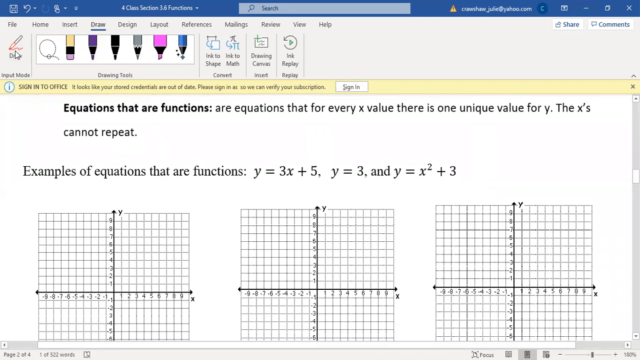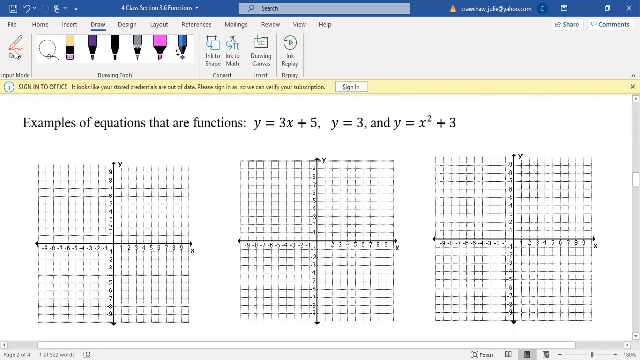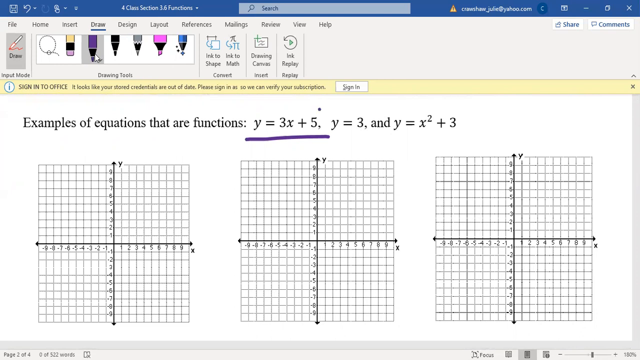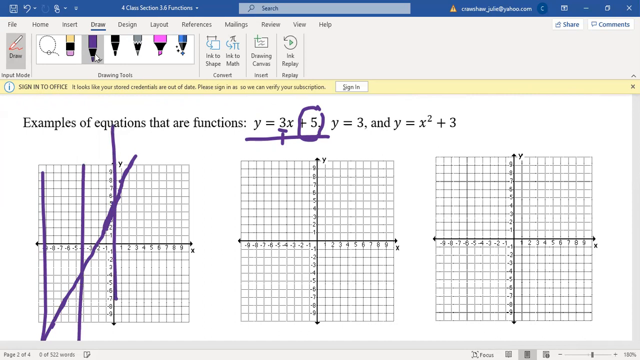Now, if we're given equations, here are some equations that are functions. I can always take the equations and graph them. When I'm given an equation in slope-intercept form, I simply go to my y-intercept, which in this case is 5, and I count out my slope, rise over 1, so I'm going up 3 over 1. And I can create a line, and I can say, okay, every vertical line is only going to touch 1 point. So I know that this is a function.